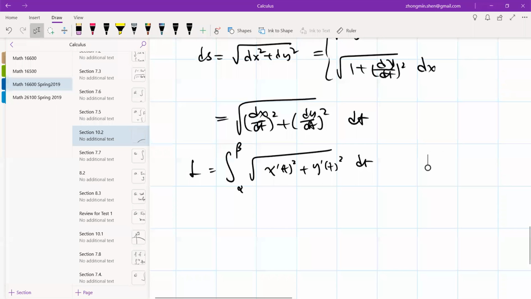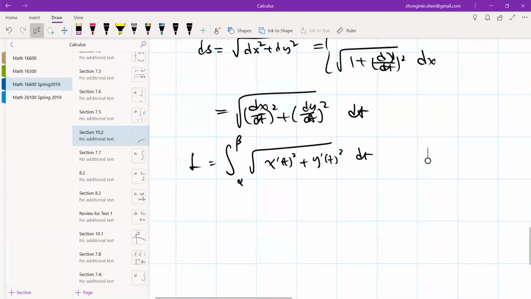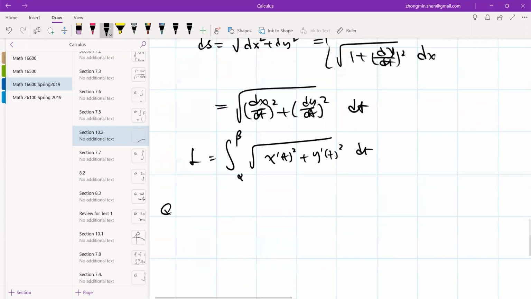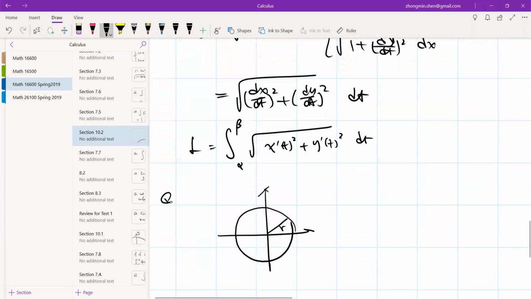And this is a very useful formula. For example, for the circle, if you use the other method, it's very difficult to find the length of the circle with radius r. For the circle, an arbitrary point x and y are given by this equation. Locally you can view it as a graph of some function. The circle consists of two pieces, upper semicircle and lower semicircle, described by these two equations.